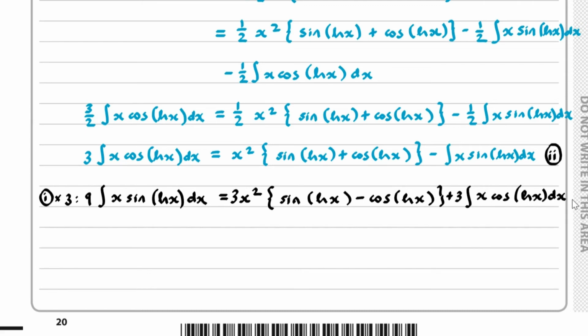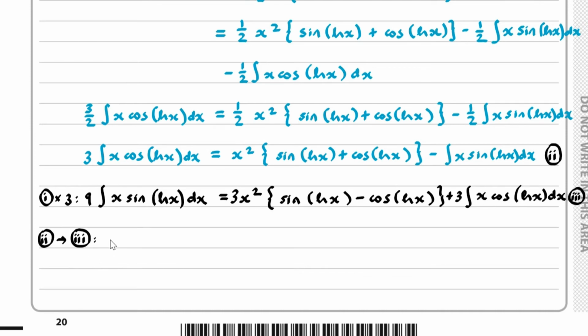And if I call this III, I can replace the 3 times x times the cosine of the natural log of x with what we worked out in the second equation. So I will substitute in the second equation into the third one.